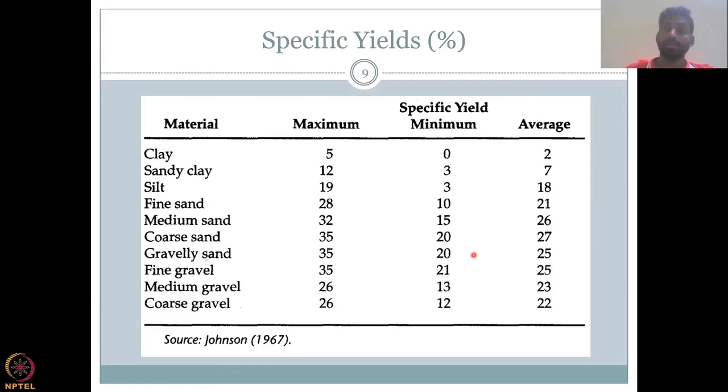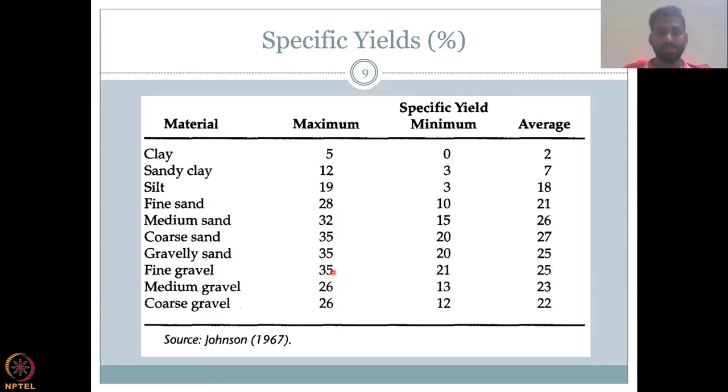And also depending on the amount mixed. So when you say sandy clay, it means sand is mixed with clay, and the percentage of sand in clay could be different, and that drives the specific yield value. If you look, the variations are pretty high when it comes to medium sand. The sand maximum is 32 and 50, and then gradually comes down to 35 and 20, which is around 15% differences in coarse sand, gravel sand, etc.